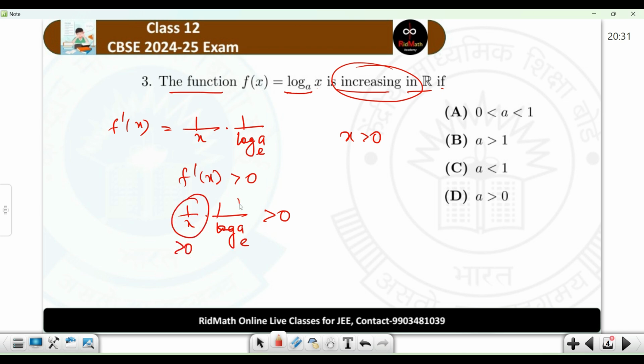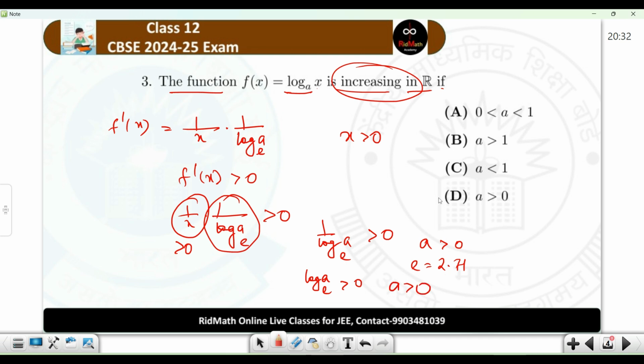So we have to make this thing greater than 0. So that means log a to the base e should be greater than 0. That means a should be greater than 1, because e is 2.71 something, this value. That means log a to the base e should be greater than 0. Okay, so a should be greater than 1. That means D option is correct.